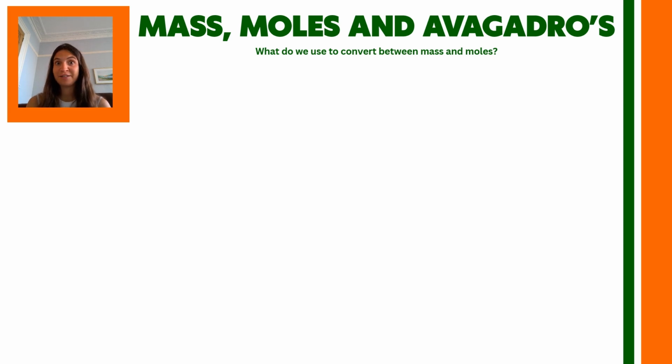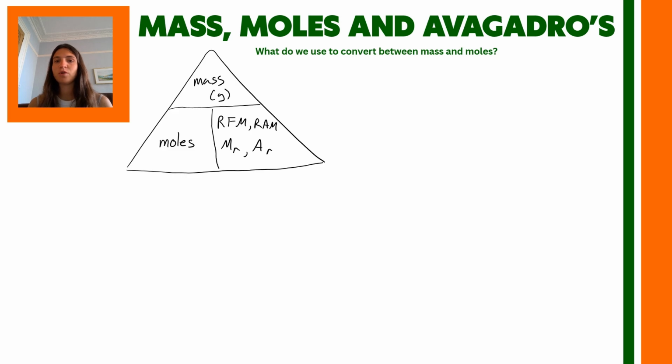Mass, moles and Avogadro's number. So what do we use to convert between mass and moles? We can maybe remember this triangle that is in your notes: mass, moles, and then this RFM or RAM. And we need to use these three things to move between the two.